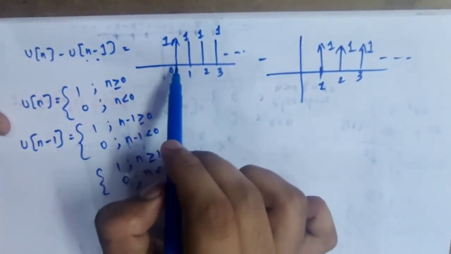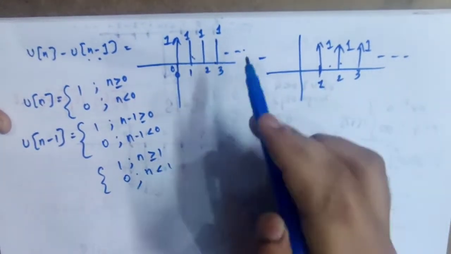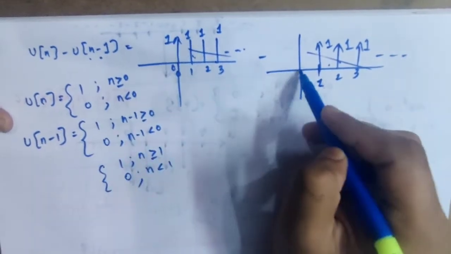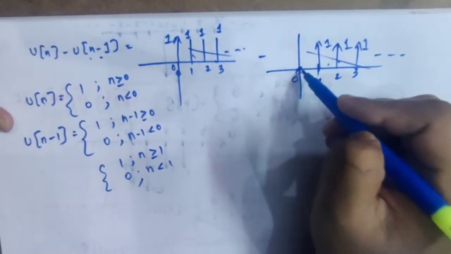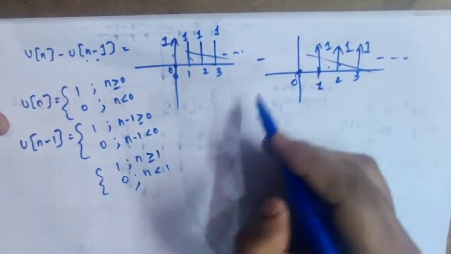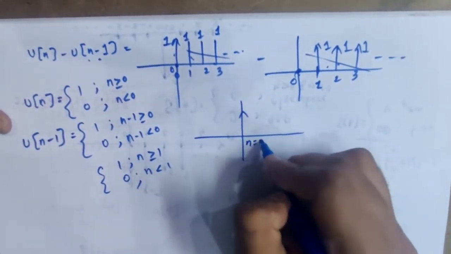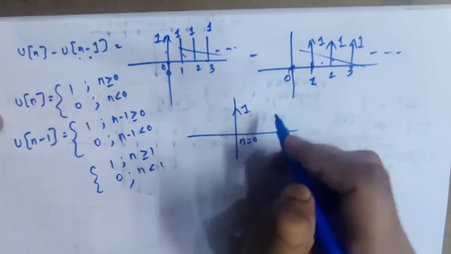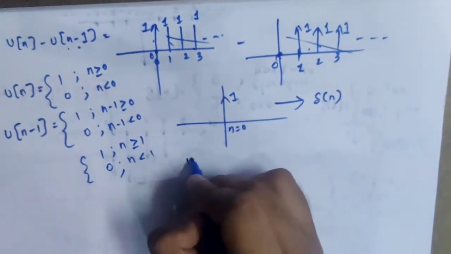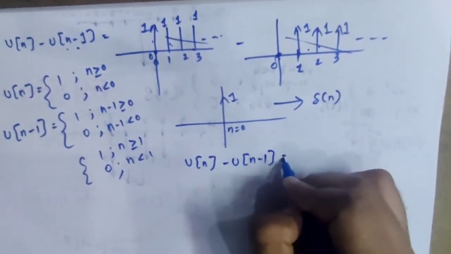Now I am asking you to subtract this sequence from this sequence. So what will you get? Everything else will get cancelled, and only at the 0 instant, as you can see here, at 0 the amplitude is 0, whereas here at 0 the amplitude is 1. So 1 minus 0, it will again become 1. So at n equal to 0, you are having 1. So what is this sequence? Just now we have seen that this is del of n. So the conclusion which you can draw is u of n minus u of n minus 1 is equal to del of n.